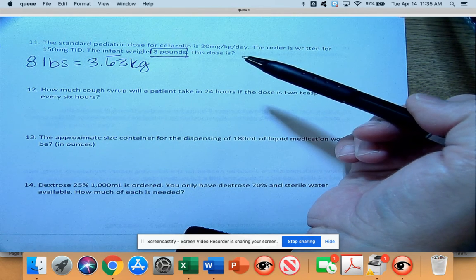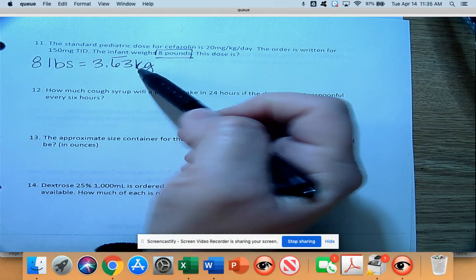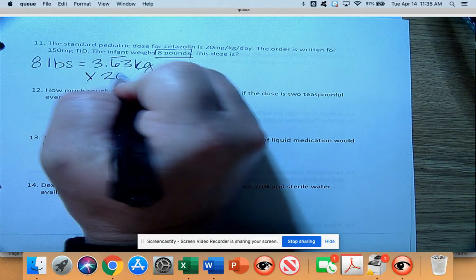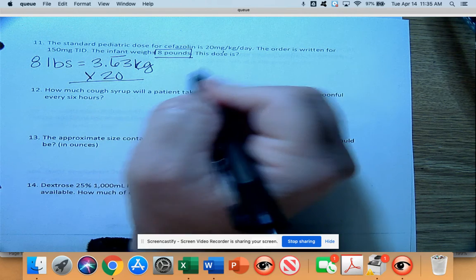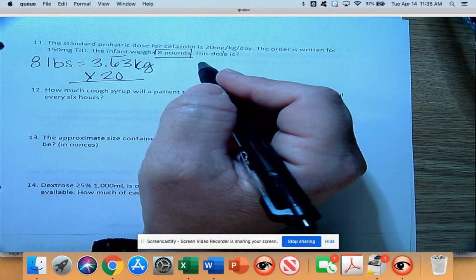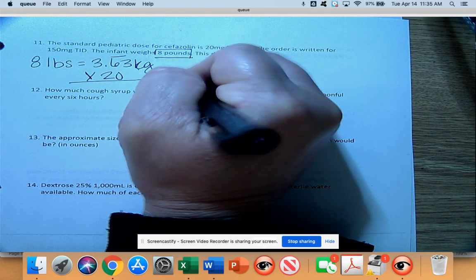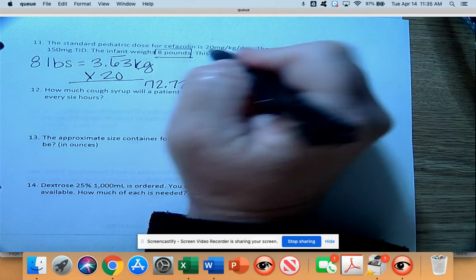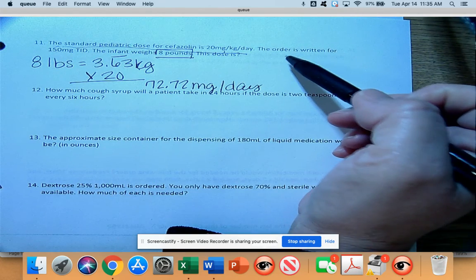So it's supposed to be 20 milligrams per kilogram per day. The baby weighs this many kilograms. Let's multiply that times 20, because we're going to give 20 milligrams per kilogram per day, to see what our dose should be. When you multiply these two together, you get 72.72 milligrams per day, which is the standard pediatric dose. Now, let's see what the rest of our problem says.